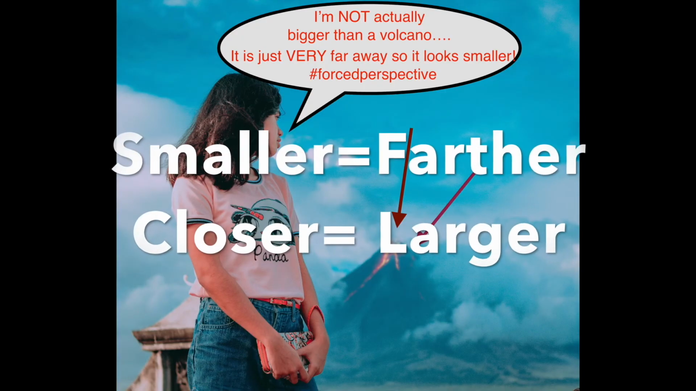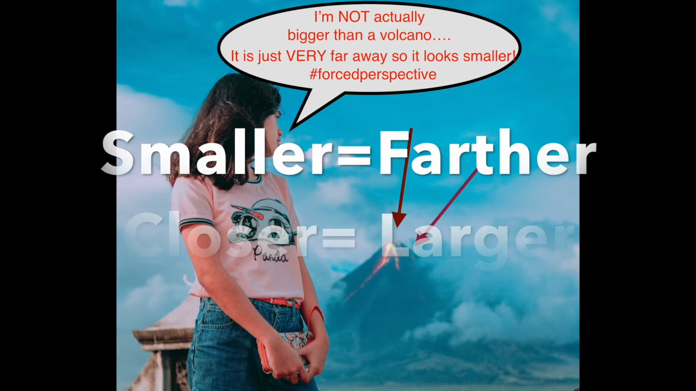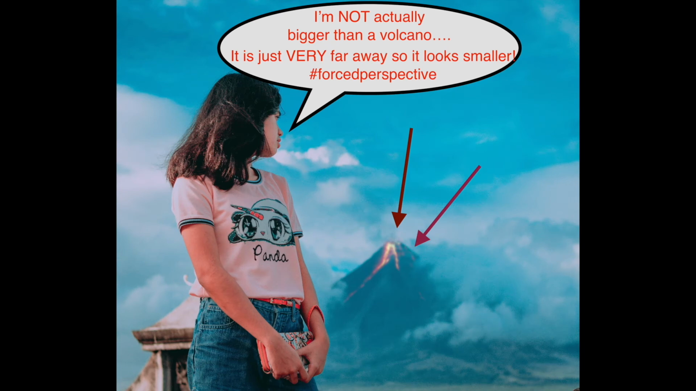When objects are close, they appear larger, and when they're farther away, they appear smaller. This girl is not bigger than an entire volcano, but from where we are viewing this image, we're seeing that the girl is close, so she takes up most of the image. The volcano may be huge, but it's so far away that it appears smaller.